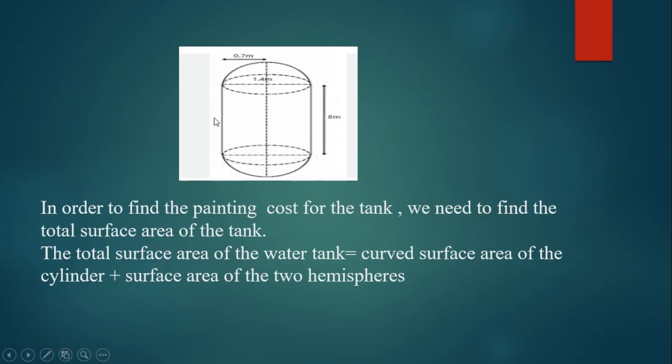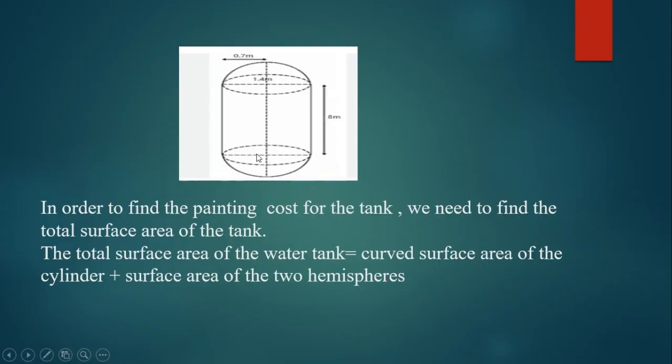This is the whole water tank. Okay, outside we need to paint it. So first we are going to find out the total surface area of the water tank. How can we get the total surface area of the water tank? It is very clear that one cylinder is there, here one hemisphere, and that side one more hemisphere. Okay, so the total surface area of the water tank is equal to the curved surface area of the cylinder plus the surface area of the two hemispheres.